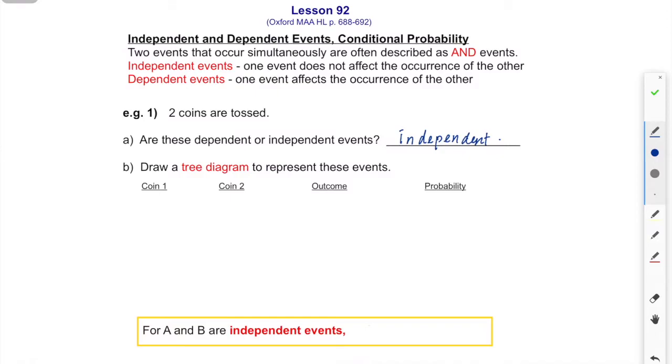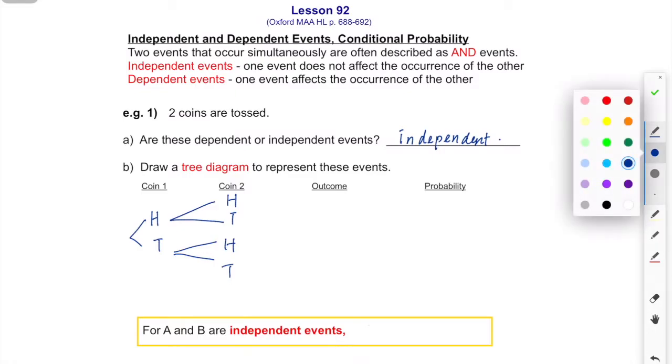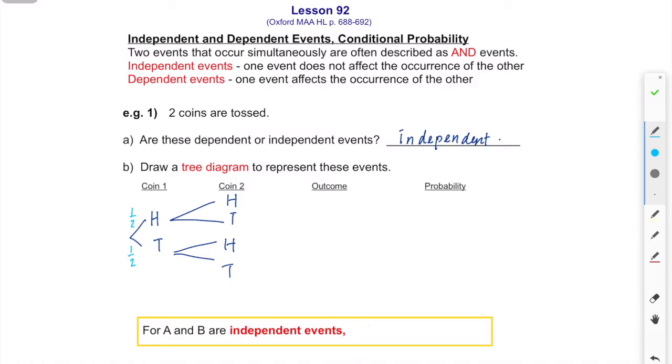What can I get when I toss the first coin? Heads and tails. What will I get when I toss a second coin? Heads or tails. But whether I got head in the first coin toss or a tail in the first coin toss, I will still get heads and tails. What we can also include on the tree diagram is the probability of heads and tails occurring. Assuming that this is a fair coin, then I must have a half and half chance of getting heads or tail. And so is here.